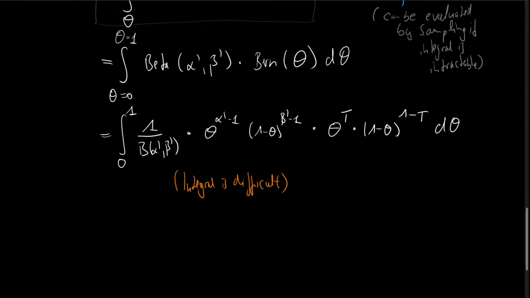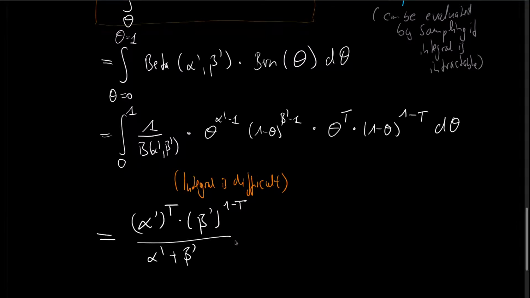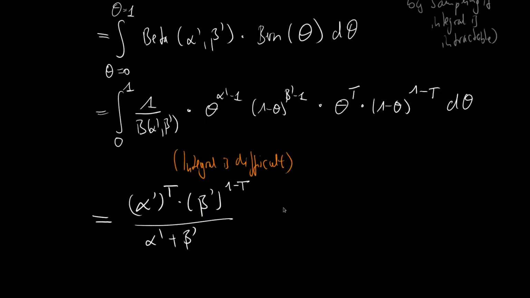Okay, but for this particular case, there is an analytic solution, so we are lucky. And the analytic solution is given as follows: alpha prime to the power of t times beta prime to the power of 1 minus t, over alpha prime plus beta prime. Okay, let's take a closer look at what we have. So this was our predictive posterior.